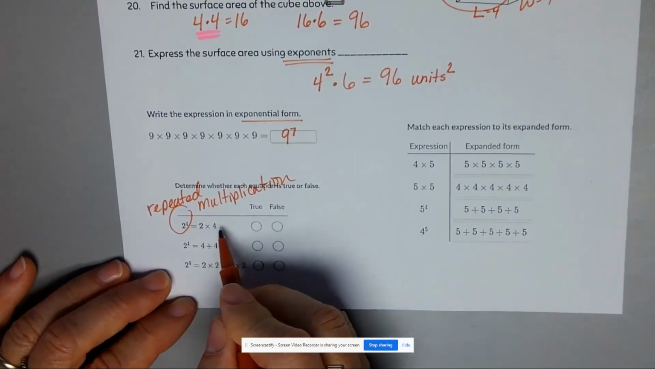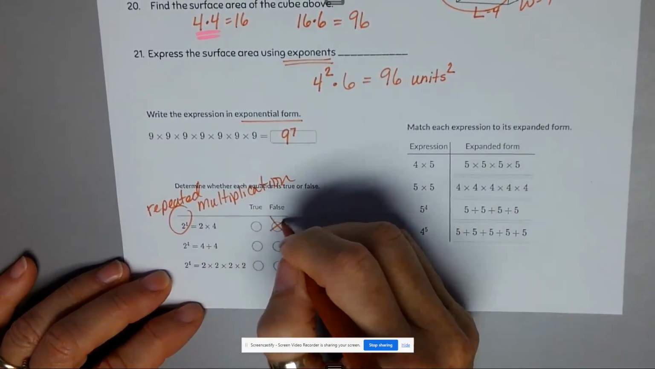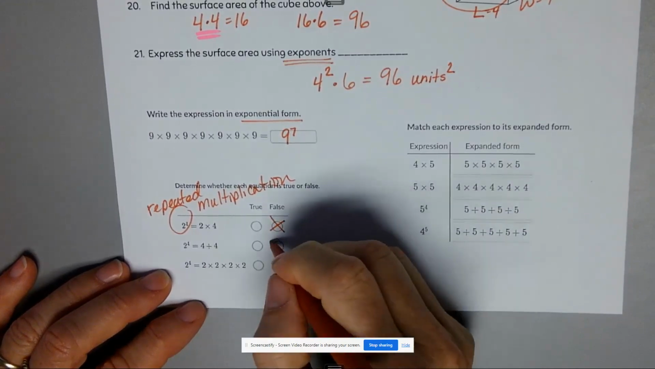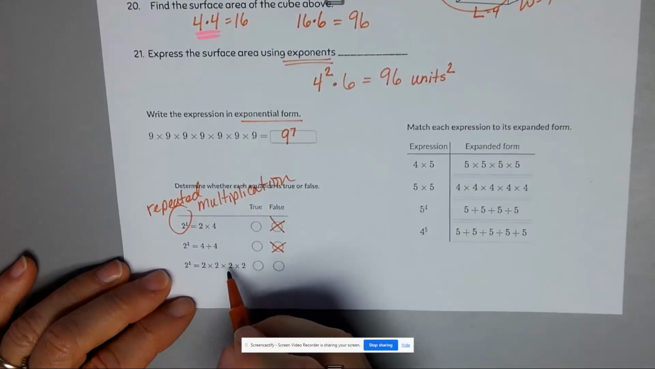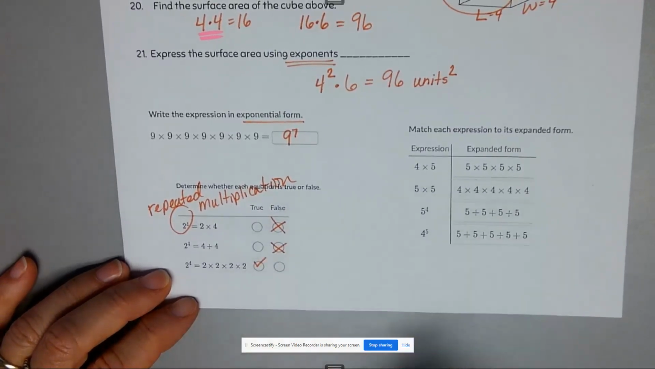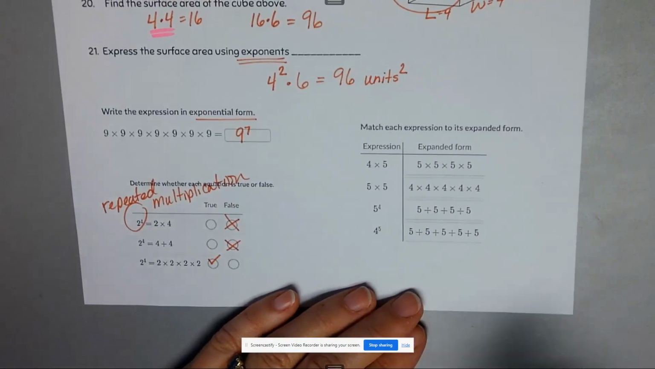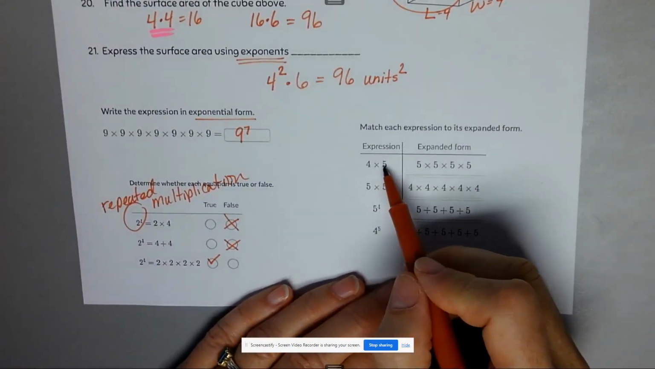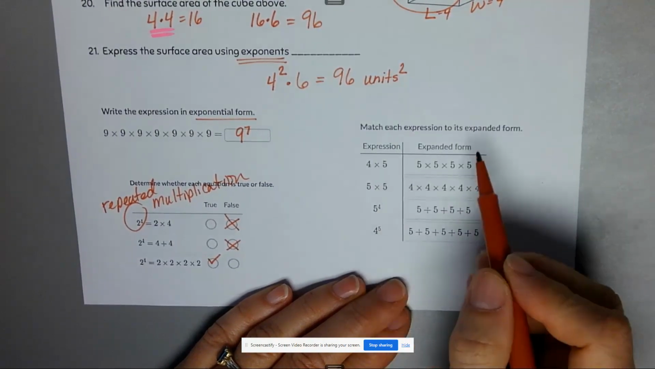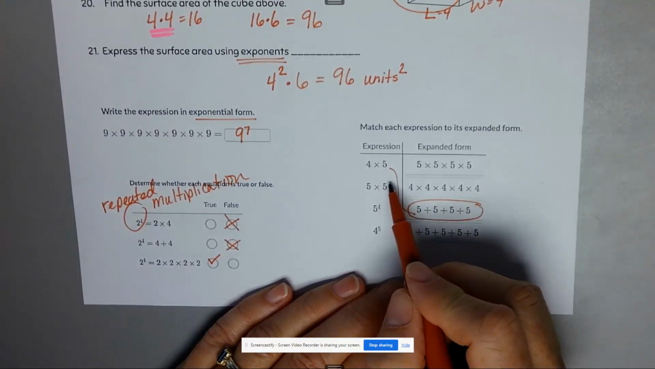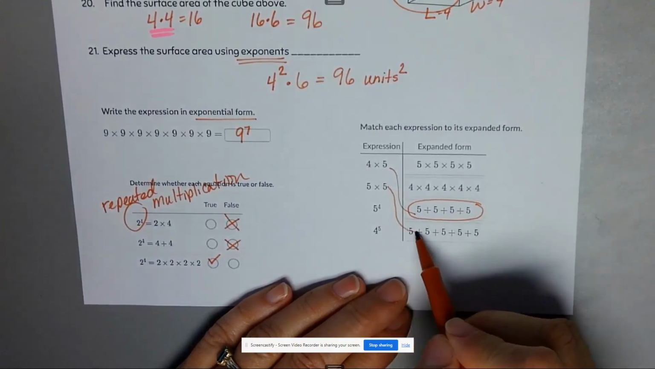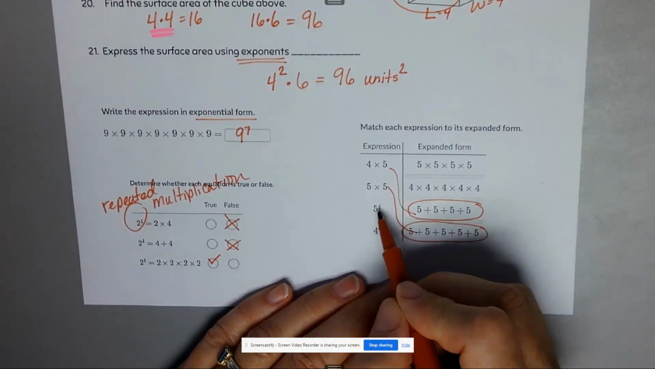So 2 times 4 is not repeated multiplication, so that's false. 4 plus 4 is not repeated multiplication. 2 to the 4th power is 2 times 2 times 2 times 2. Repeated multiplication. And the last one, 4 times 5 means 4 groups of 5, but that's always addition. So that's this. 5 groups of 5, that's addition. This is multiplication, repeated multiplication.